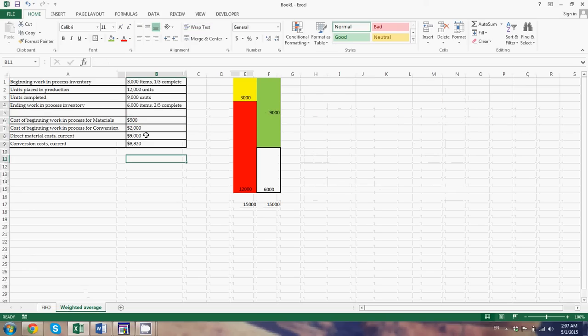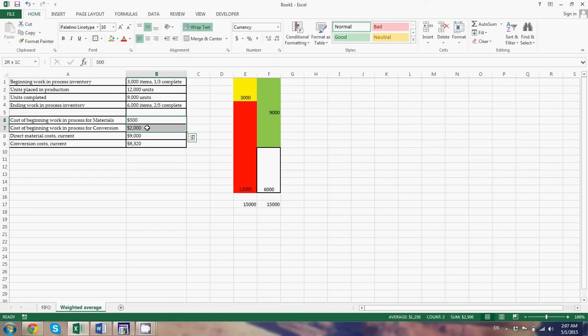For the weighted average method, I do need to change it. Break it down into 500 and 2,000. Remember these two numbers; I just made up these two numbers, 2,000 and 500. In total, it is going to be 2,500. That's the first change I made. Now let's take a look at the weighted average method.